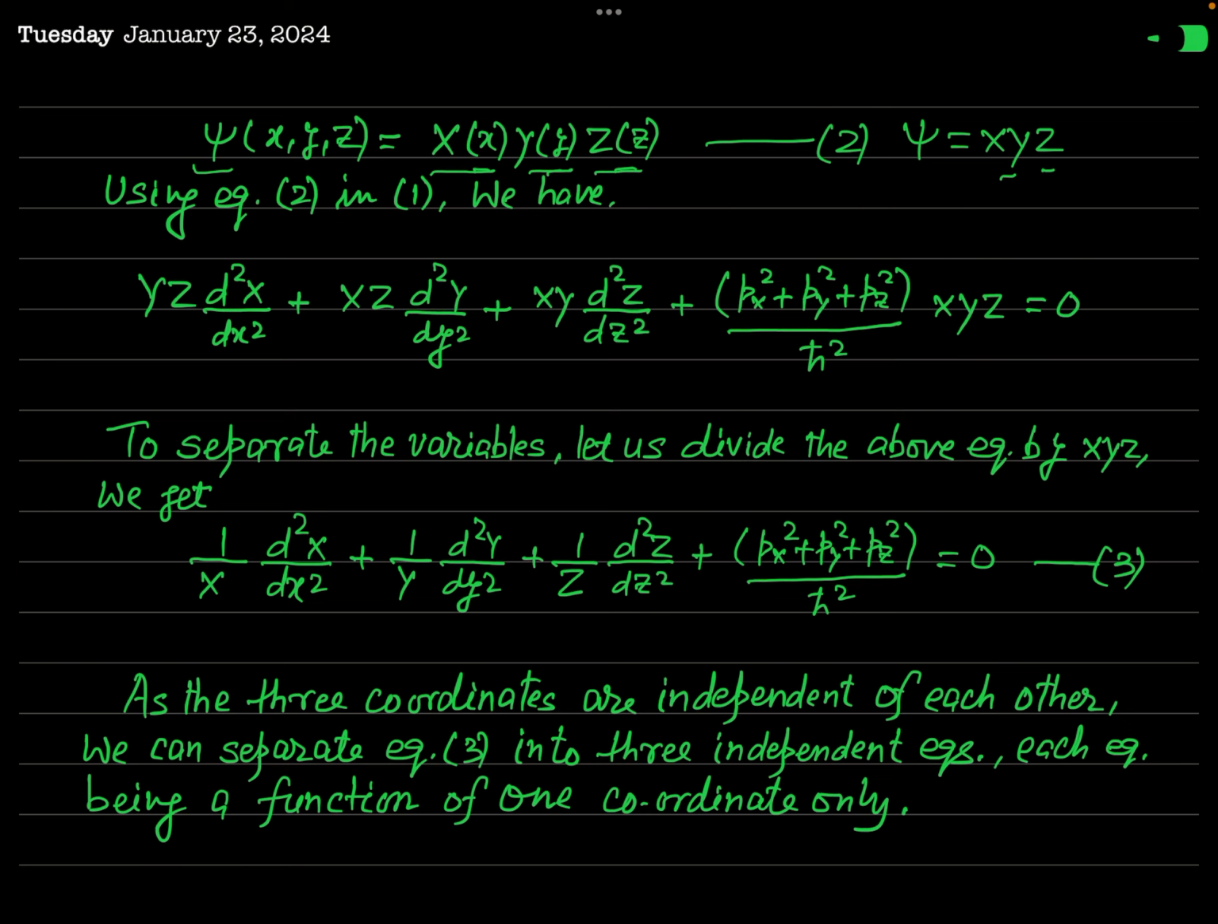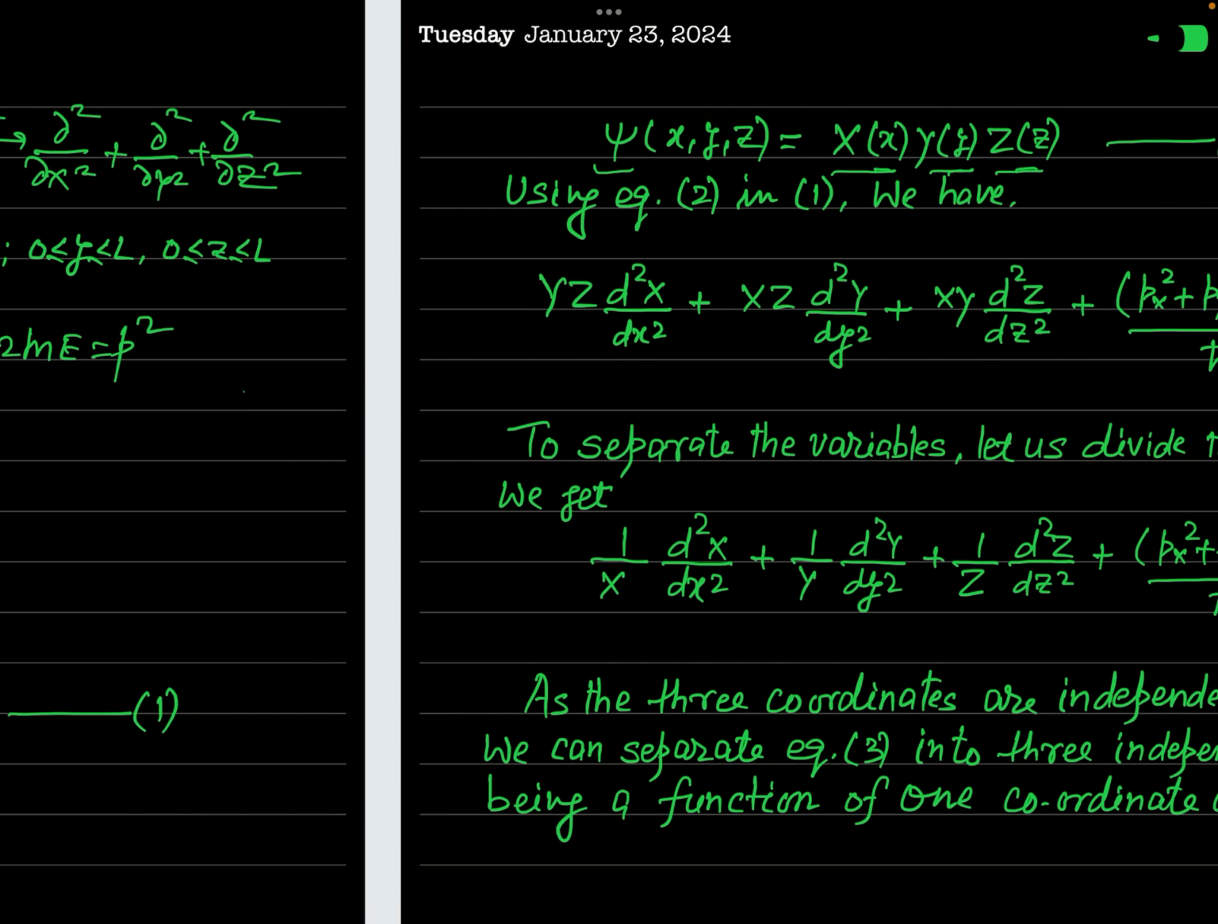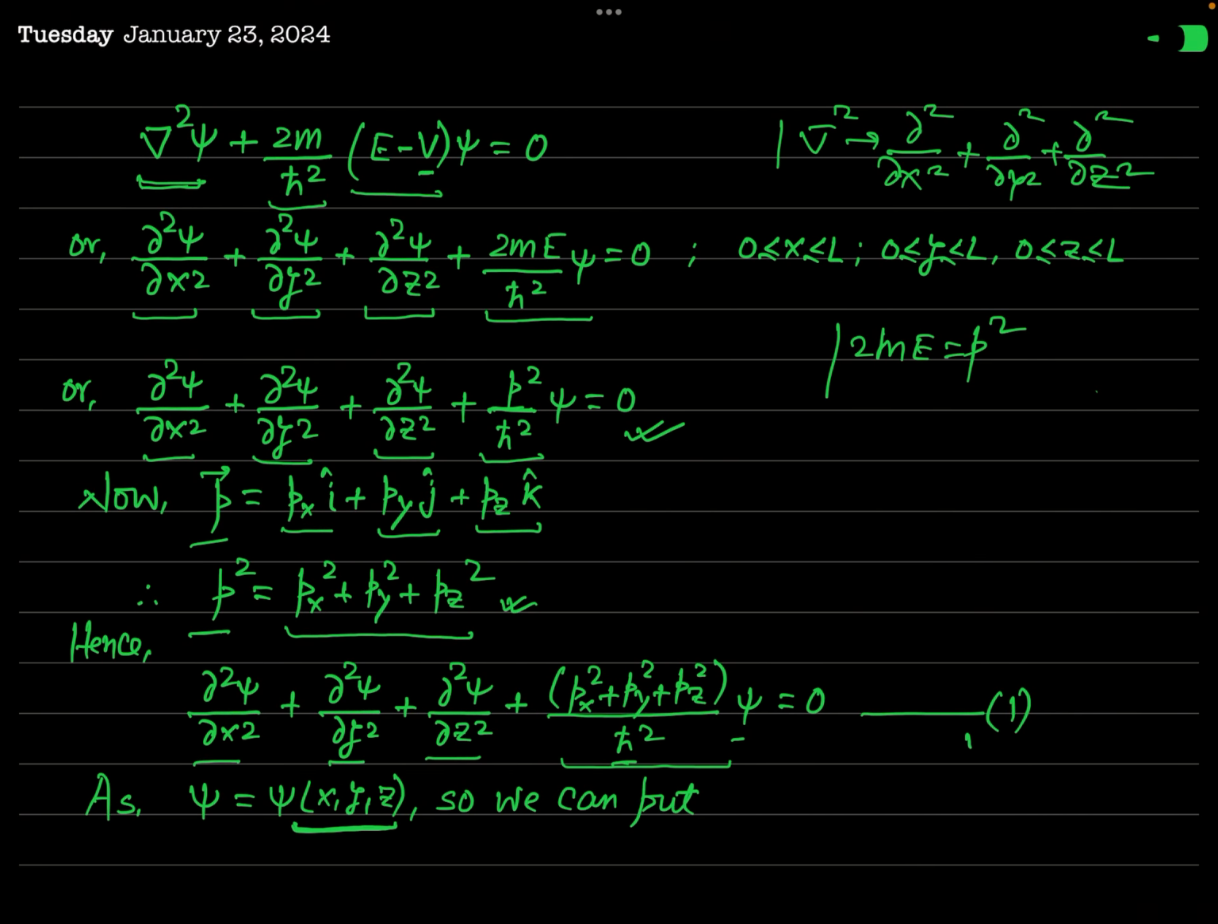Now, psi is defined by the product of X, Y, Z. Now, use this value of psi in this equation, that is equation number 1.